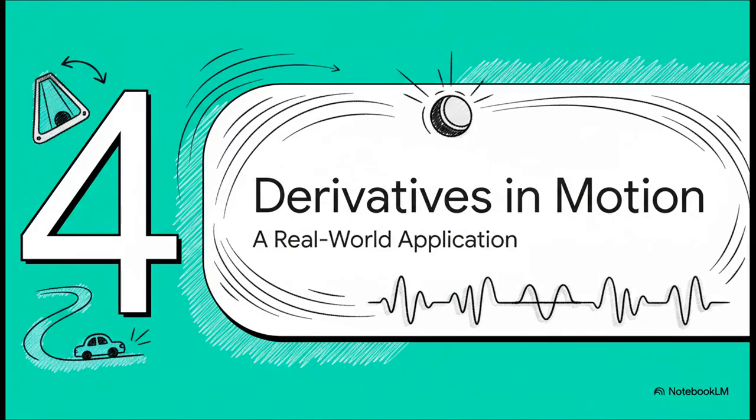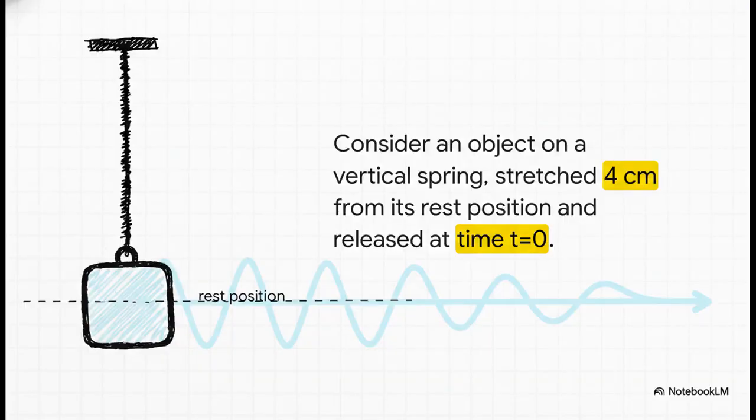So we've got the rules, we've got a trick to remember them, but what's the point? Why does any of this matter? Let's look at a real-world application to see how these derivatives are actually used in motion. Okay, think about a classic physics setup. You have an object attached to a spring, and you pull it down and let it go. It just bobs up and down, up and down. That's called simple harmonic motion.